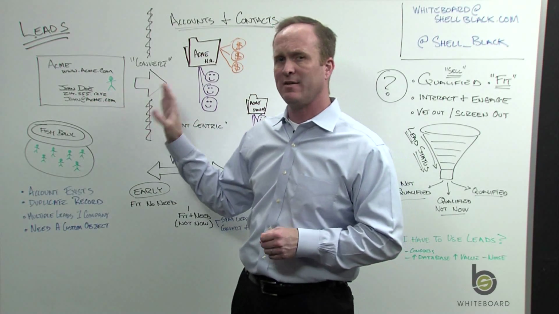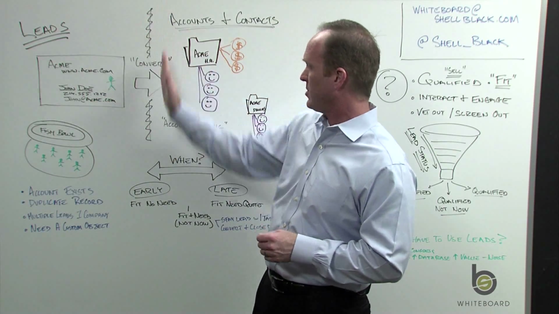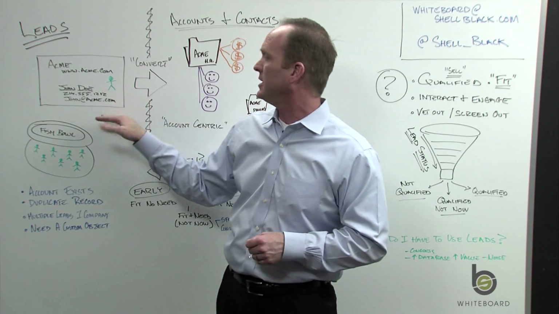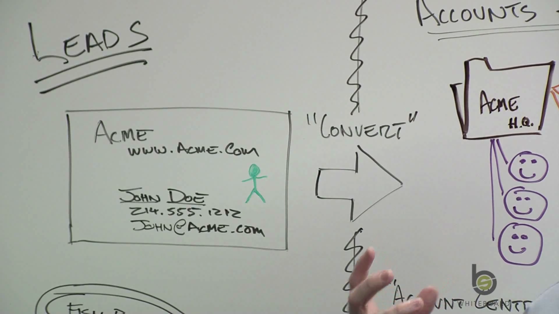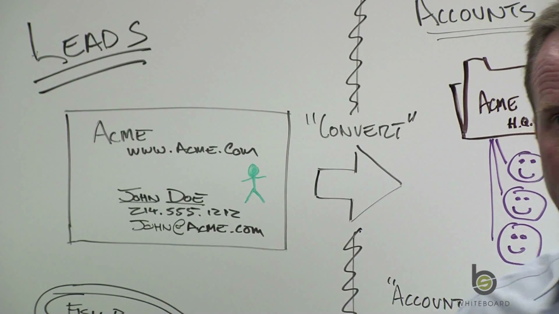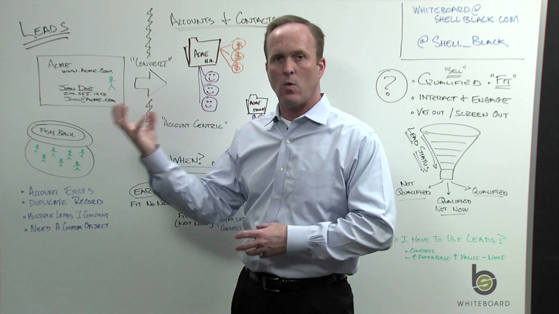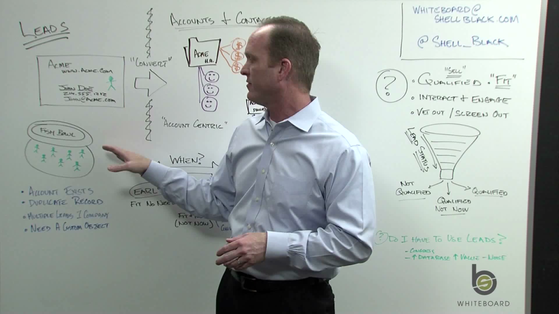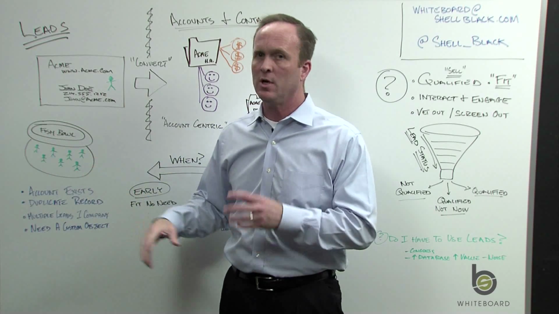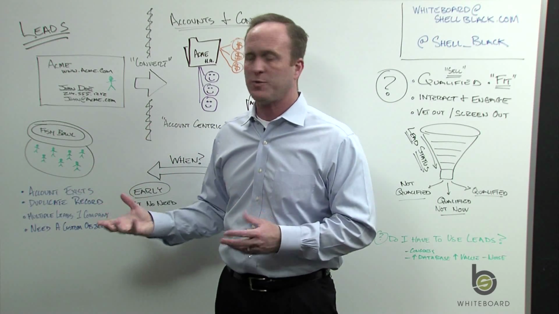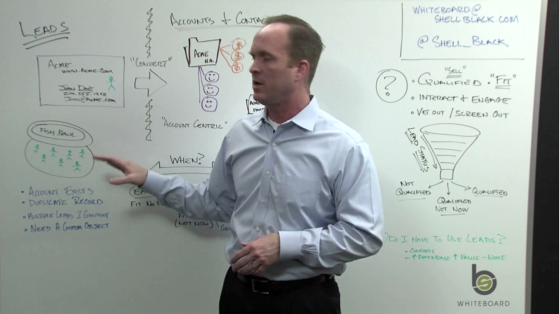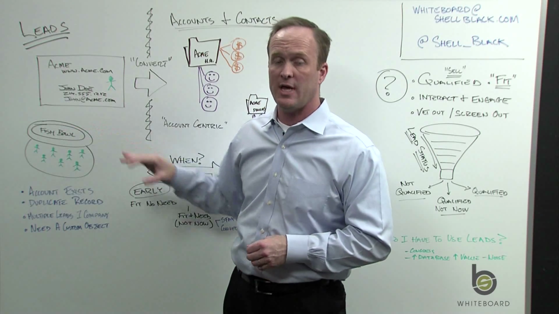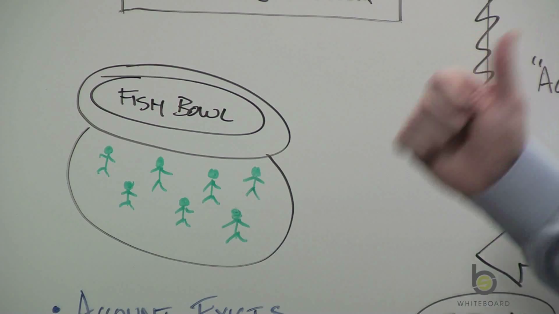And in the lead side of the fence, I'm going to have this kind of demarcation line here, but on the lead side of the fence, the data model is very simple. There's no good way to relate one lead to another lead. So think of them all swimming around in a fishbowl. In Salesforce speak, one is not more important to the other. You've yet to determine that until you start qualifying them, which is part two.